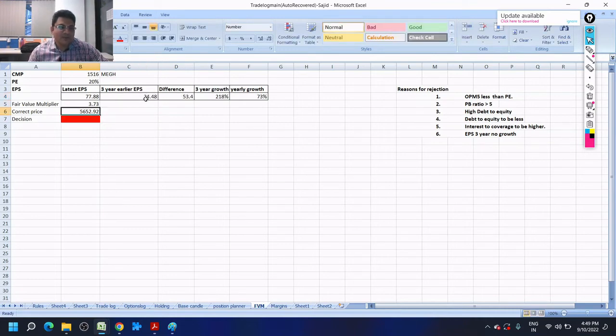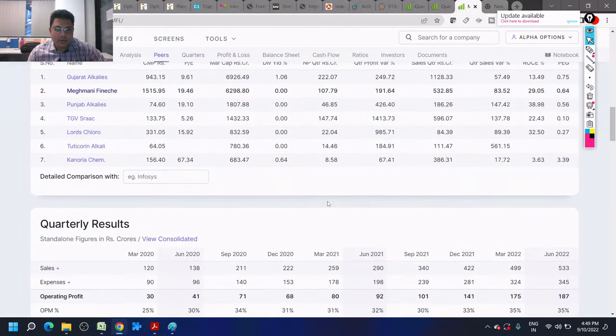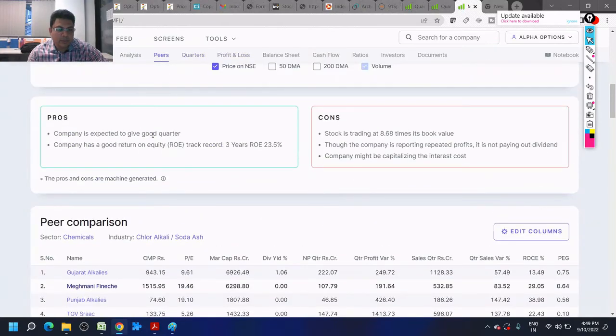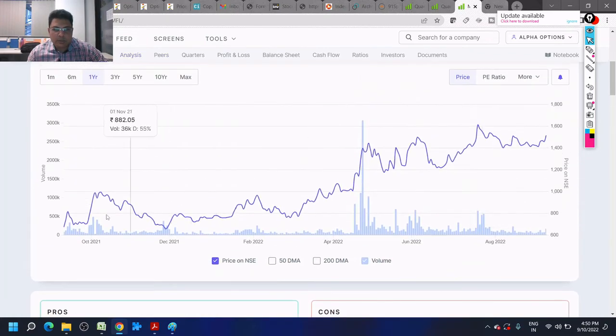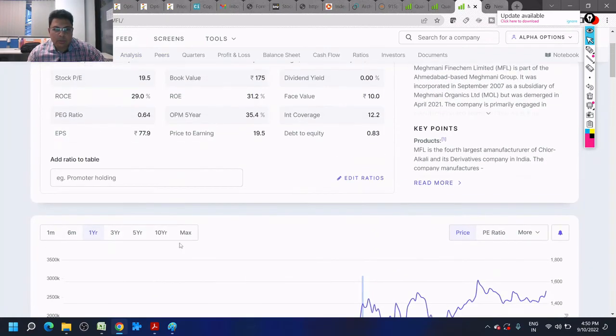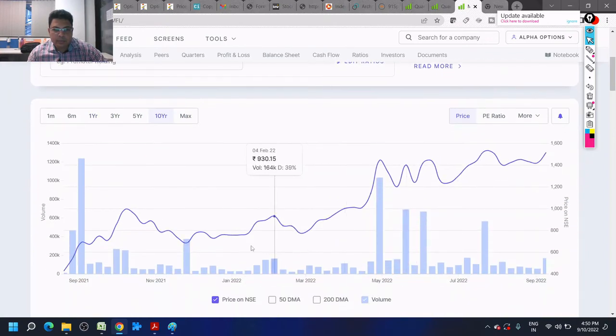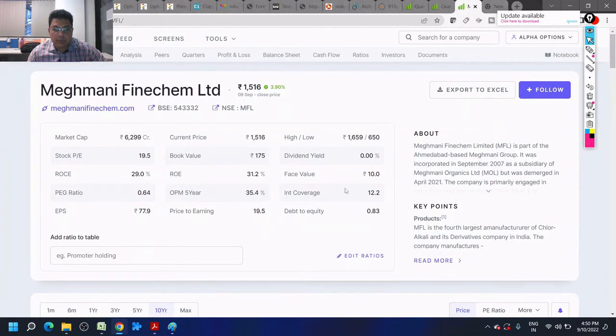So it's pretty high, and we have to look at what this company is all about. It appears in companies expected to give good quarter results. Company has good return on equity, ROA, track record of 3 years. Return on equity is about 23.3%. Stock is trading at 8.6 times its book value. Though the company is reporting repeated profit, it is not paying out dividend. Company might be capitalizing the interest cost. So you can see the company's growth in the last 10 years. So this is a good company.